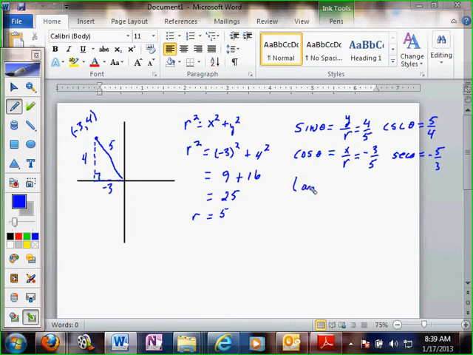And finally, tangent theta is y over x. So that's going to be 4 over negative 3, or simply negative 4/3. And since cotangent is the reciprocal of tangent, cotangent theta is going to be negative 3/4. And that's how you find all 6 trig functions when you're given an ordered pair. You have to create that triangle, find r, and just look at the ratios. Hopefully it's pretty simple stuff.